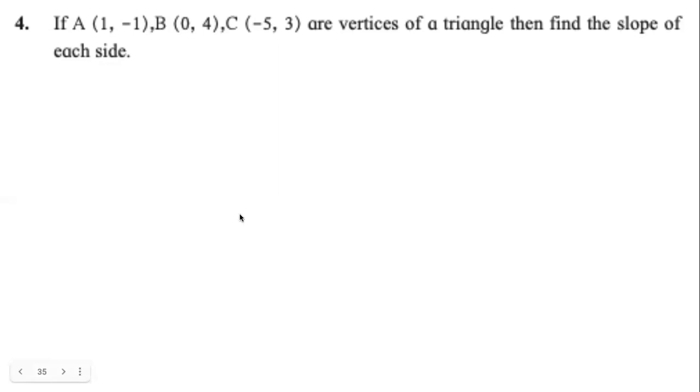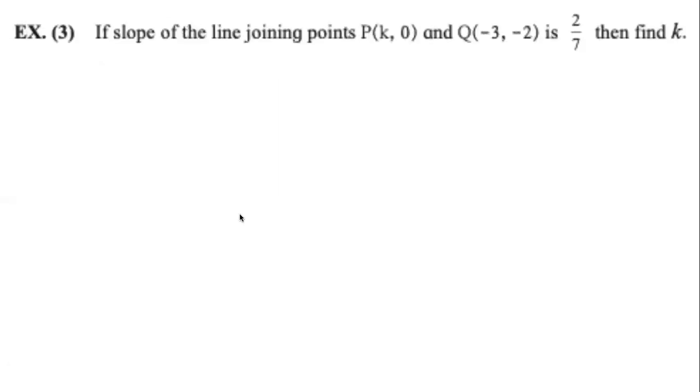Things become a little trickier when we introduce algebra in it. Example number 3 on page number 120. It says if the slope of the line joining points P and Q. Now the coordinates of P are k, 0. See, this is the algebra. Instead of giving a number, a variable is given. K, 0 and the coordinates of Q are -3, -2. Slope is given. Then find K.